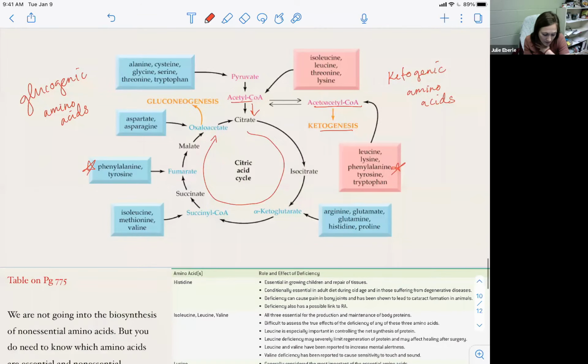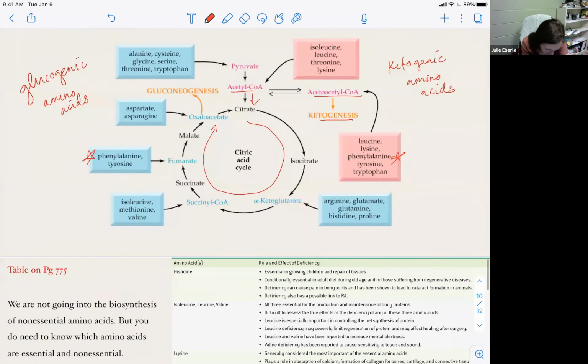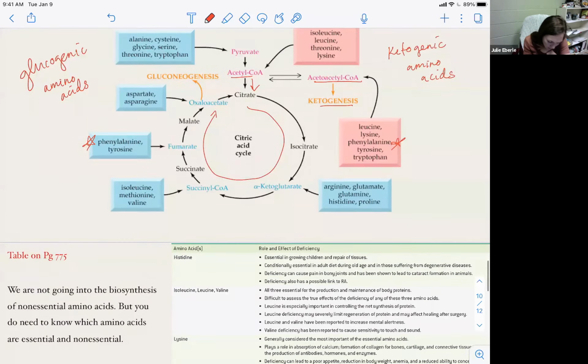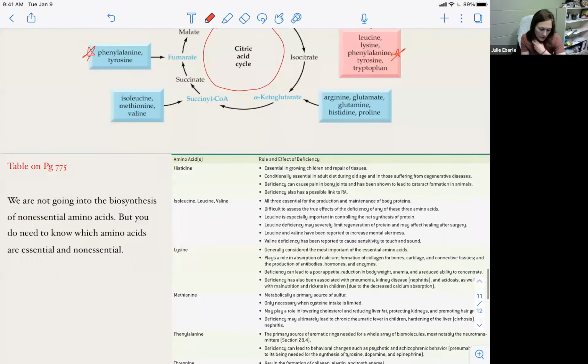And again, yes, some can be both. Phenylalanine is an example. Tryptophan can be both glucogenic and ketogenic. Isoleucine, several of them can be both. I'm trying to think if I see one. I think lysine can only be ketogenic is what it looks like. So there's some that are only one or the other, but several of them are both.